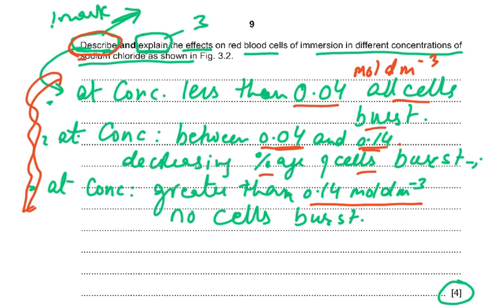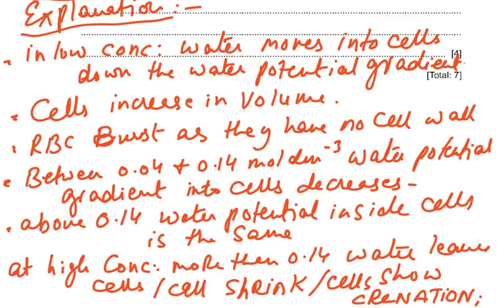Now let's go on to the explanation. If you look at the different points for explanations, there are a whole lot of them, about 5 or 6. In low concentration, water moves into cells down the water potential gradient. Cells increase in volume. The RBCs burst as they have no cell wall. Or you could have said cell membranes are not strong enough to withstand the increase in volume or pressure. Then between 0.04 and 0.14 mole dm cube, water potential gradient into the cell decreases. Above 0.14, water potential inside the cell is the same. At high concentration, more than 0.14, water leaves the cells and the cells shrink or show crenation.